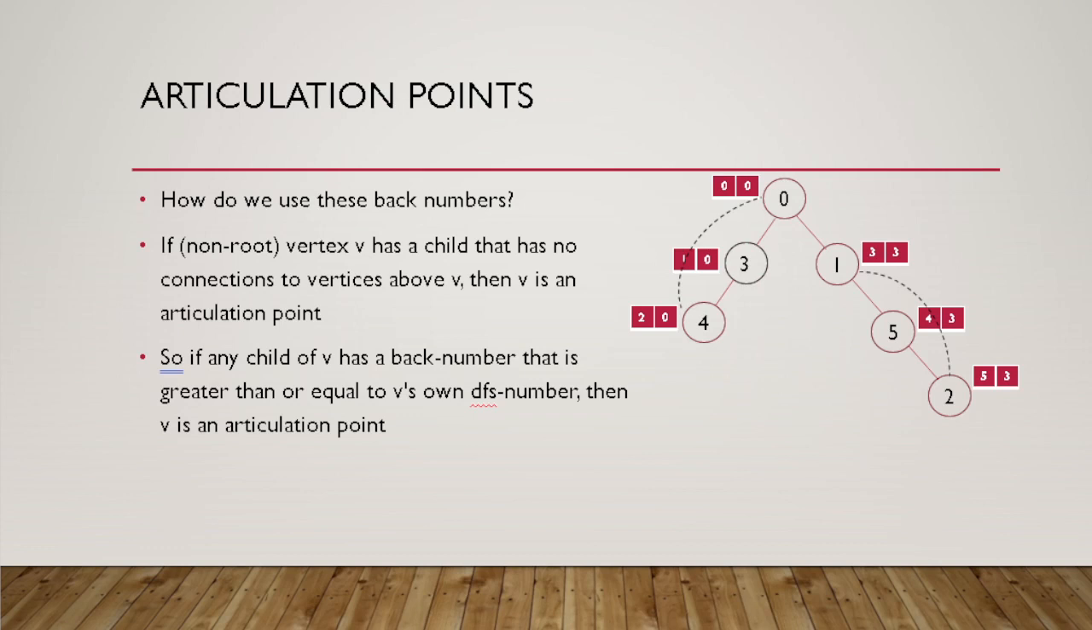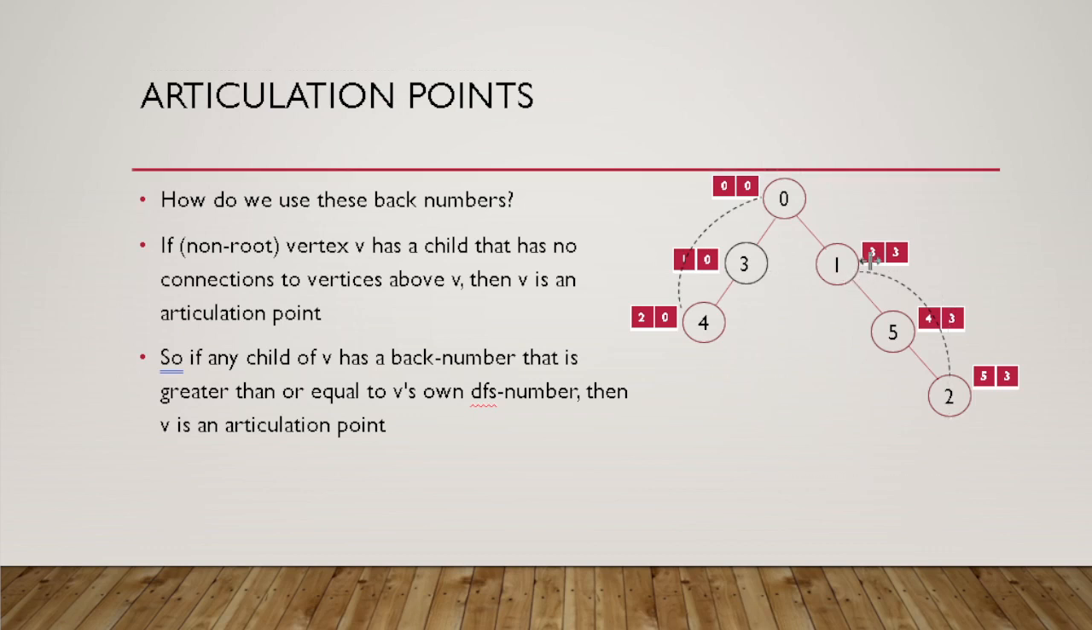But let's look at vertex 1 then. Remember we're looking at non-root vertices, so I'm not going to look at vertex 0. But vertex 1, let's look at whether it is an articulation point. What we need to see is, does it have any children whose back numbers are greater than or equal to its own DFS number?